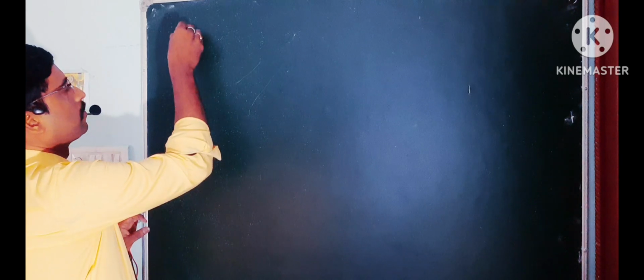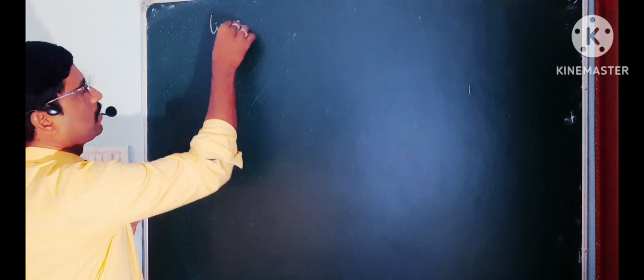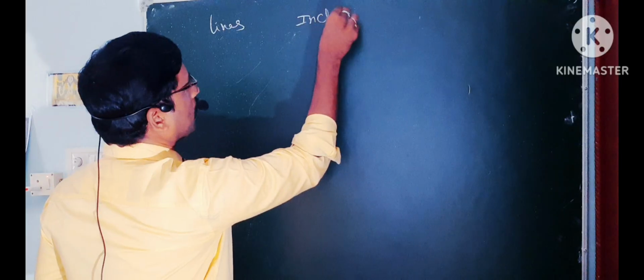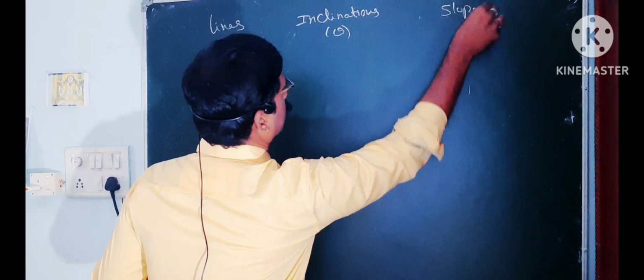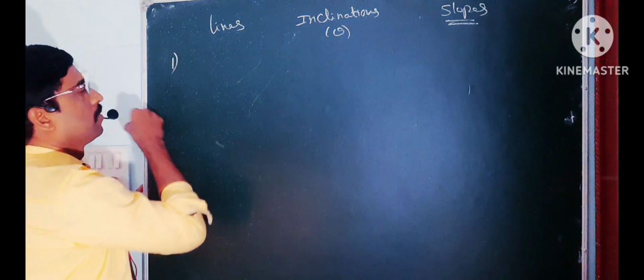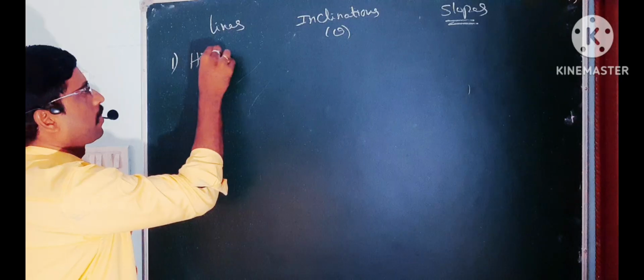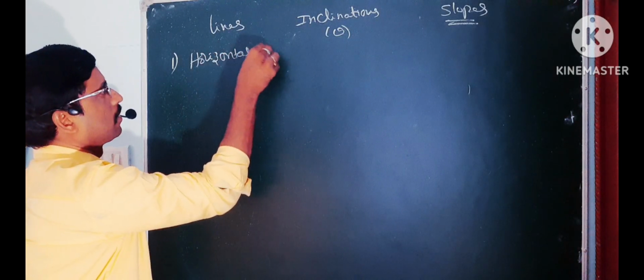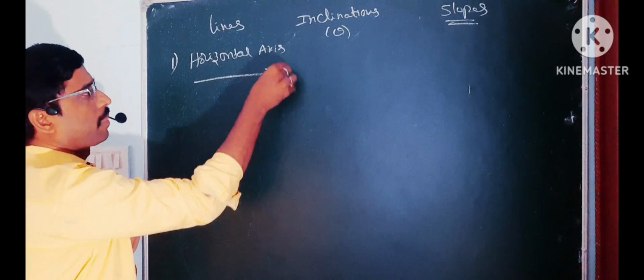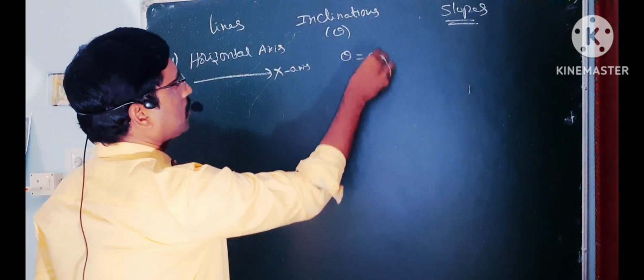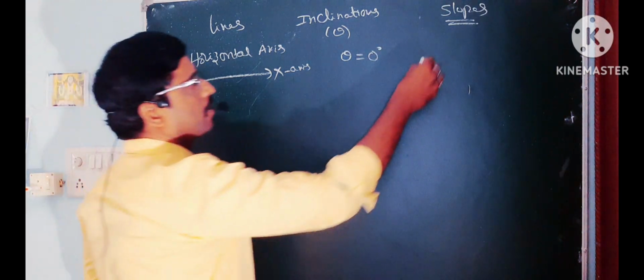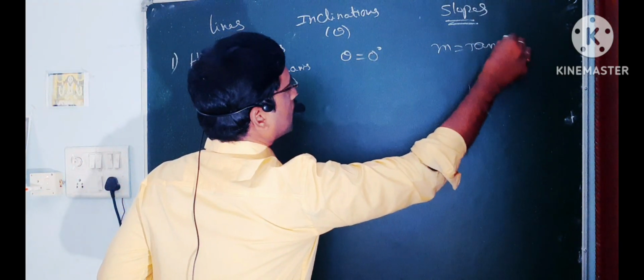Now explain inclination of horizontal axis and vertical axis: here lines, here inclinations, here slopes. First one is horizontal axis. Horizontal axis is nothing but x axis. How much angle here? Theta is equal to 0 degrees. Slope m is equal to tan theta, tan 0 is equal to 0.